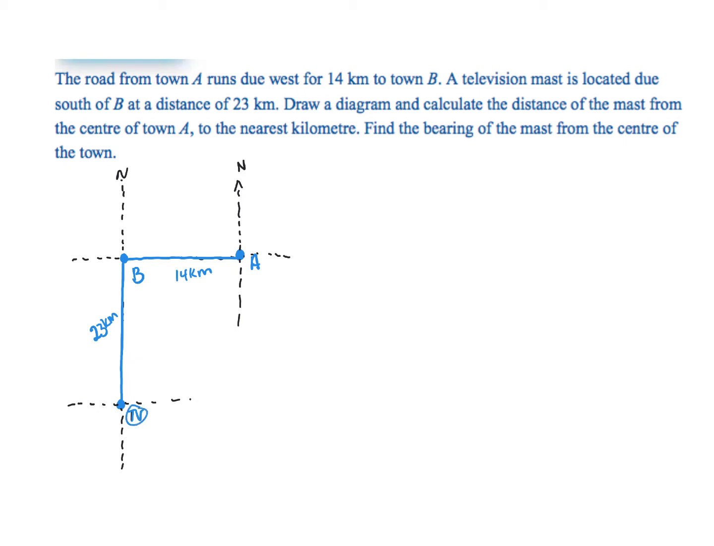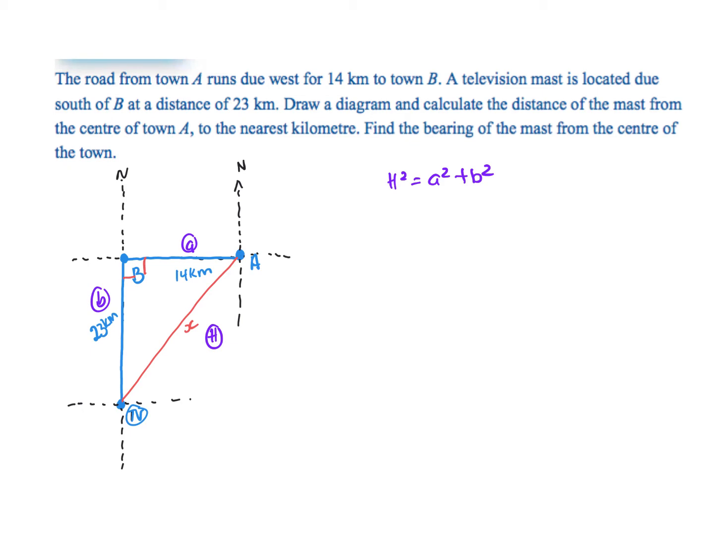Okay, so it says draw a diagram and calculate the distance of the mast from the town centre A. So in the end, the question is calculate this distance. So hopefully you can see you've created a right angle triangle there. And we've got two sides and we're missing another side. So because it's a right angle, I can use Pythagoras. So this is my H, and this might be A, and this might be B, where I say H squared equals A squared plus B squared.